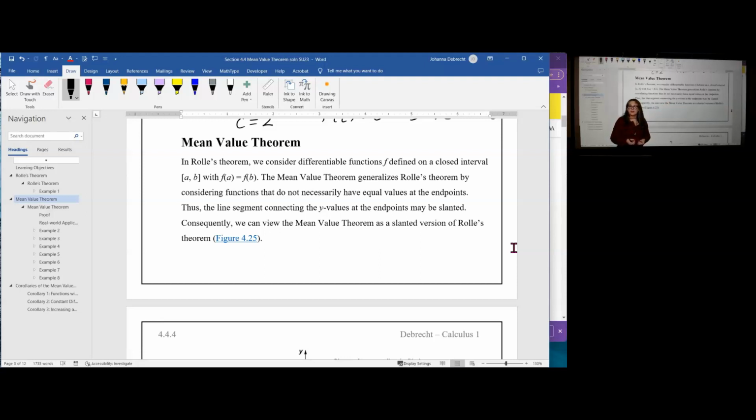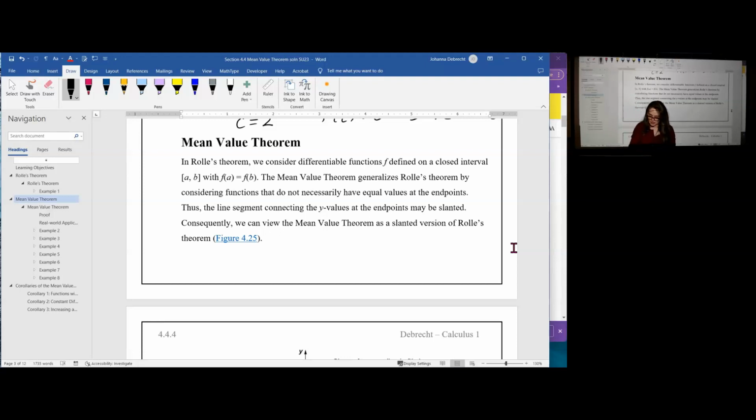The mean value theorem only requires continuity on the closed interval and differentiability on the open. It still guarantees that there is at least one point c in the open interval a to b where the slope of the secant line and the slope of the tangent line are equal.